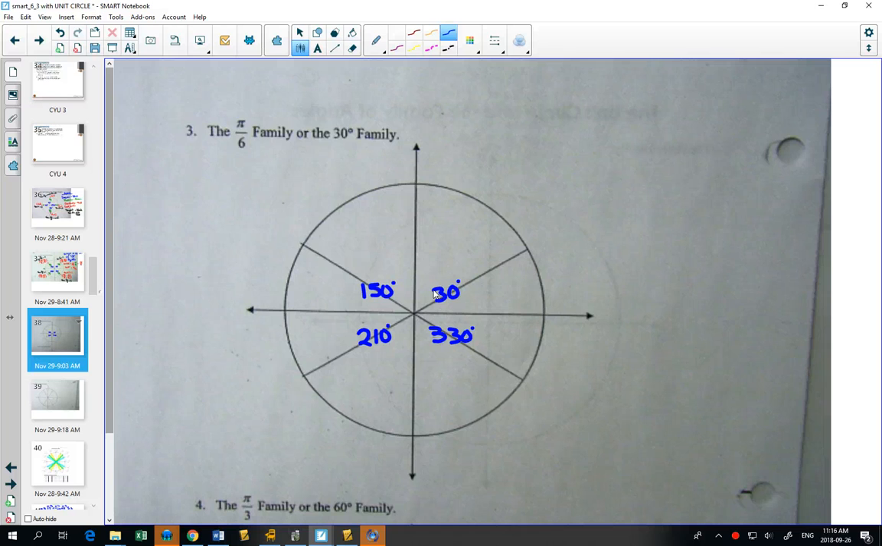In radians, quadrant 1 is pi over 6. I'll give you a 15-second head start to do the other 3. How did you do? Did you get 5 pi over 6, 7 pi over 6, and 11 pi over 6?